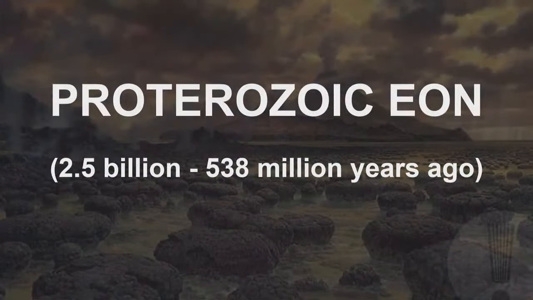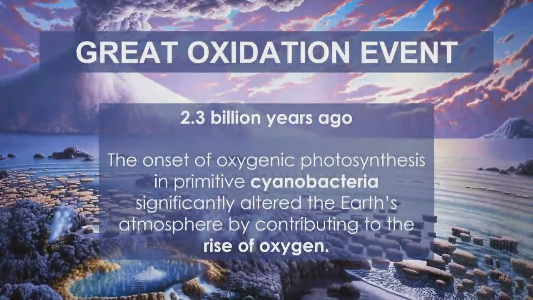So then let's move on to the Proterozoic eon. This is 2.5 billion to 538 million years ago. This covers the time from the appearance of oxygen in Earth's atmosphere to just before the proliferation of complex life. So this is where life is still pretty simple, and this is when green algae first evolved. We have what's known as the Great Oxidation event during this time. This happened about 2.3 billion years ago. The onset of oxygenic photosynthesis, when these cyanobacteria are producing oxygen instead of the sulfur and sulfate compounds, significantly altered the Earth's atmosphere, contributing to the rise in oxygen.